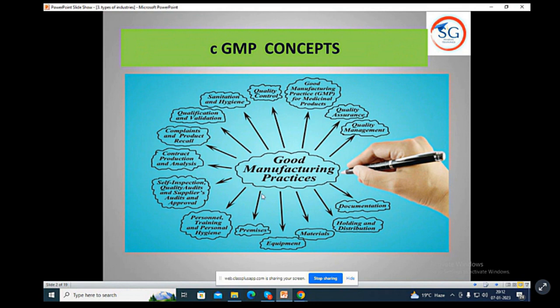good manufacturing practices. Personnel training and personal hygiene is also a good manufacturing practice. You should have proper hygiene. And regular quality inspections or audits like self inspections, audits, supplier audits, and their approvals should be done as per GMP. And all the contract production and the analysis of the material should be done as per GMP. And complaints and product recalls documentation should be done as per GMP. Qualification and validations, sanitation and hygiene, quality control activities, in all these sections GMP is applicable.